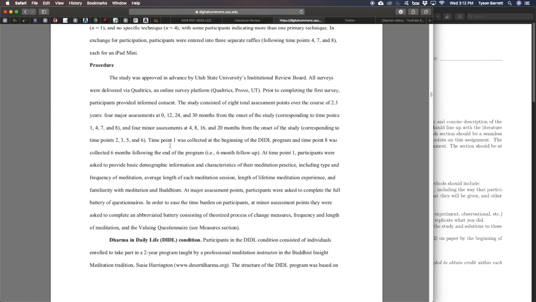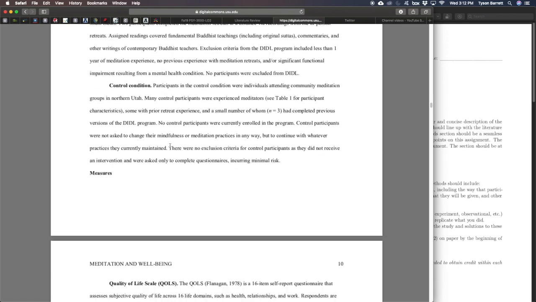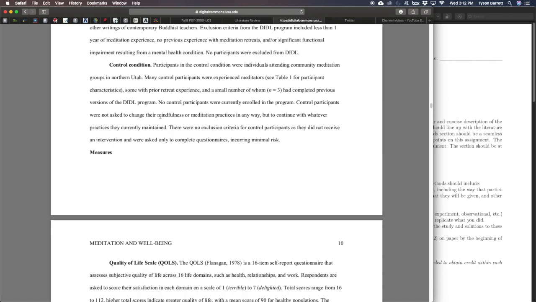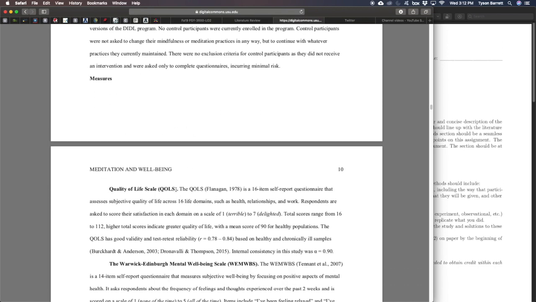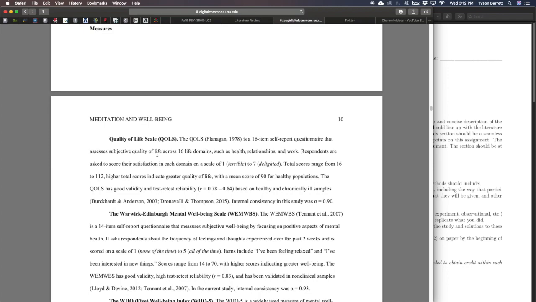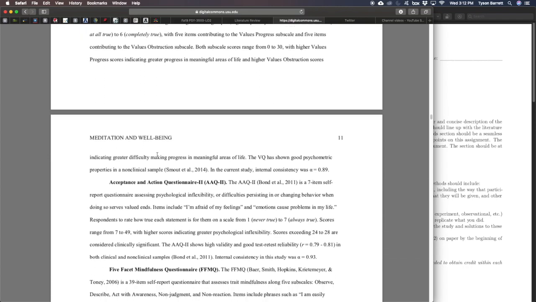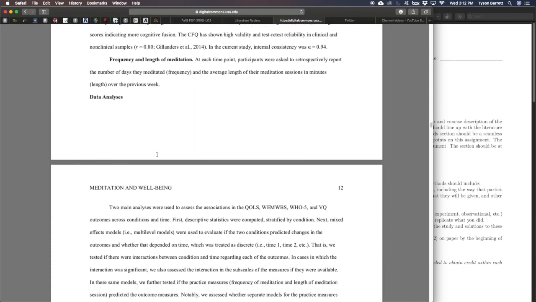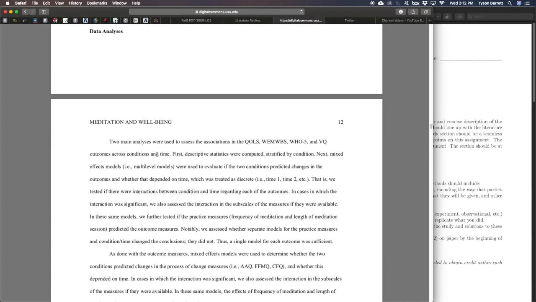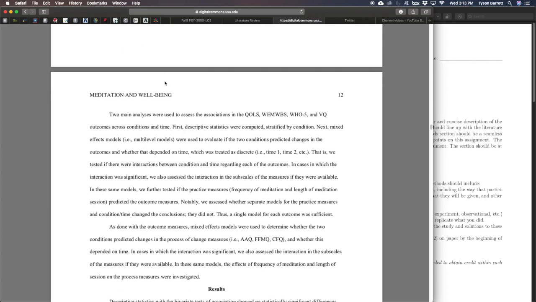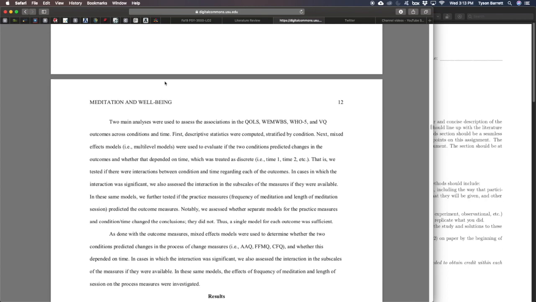It talks about the procedure. How were things performed? It talks about the measures that were used. So they used the quality of life scale and a couple others. In your method section, you don't need to go into this. If you have taken stats, you can add this to your method section. It does make it look stronger.